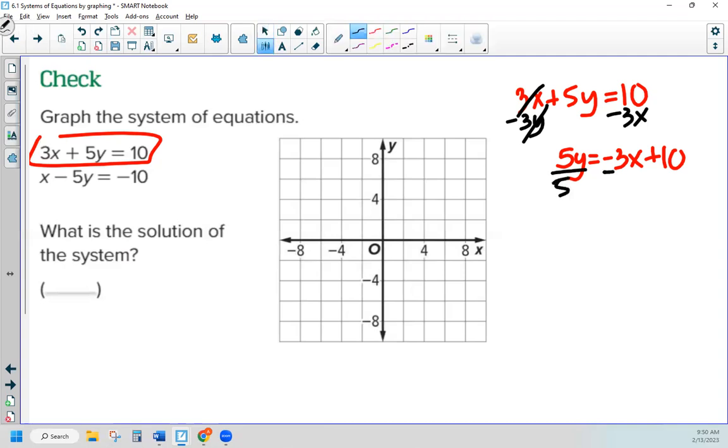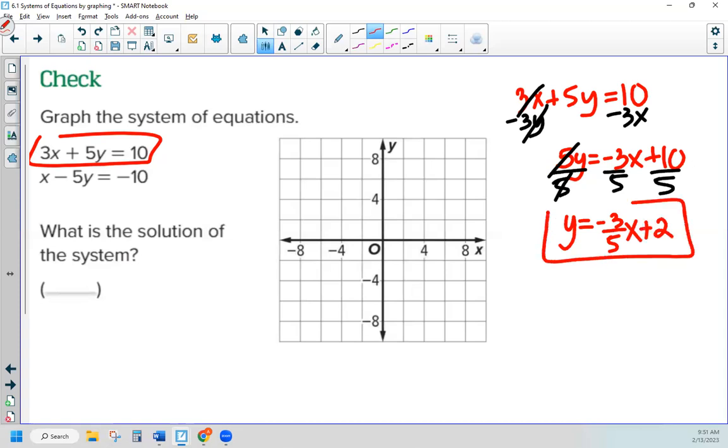Now we take the 5 to the other side by doing division. Don't forget to do the division on all the parts of the equation. Negative 3 over 5 does not simplify, so just leave it as negative 3 over 5. That's it. Don't get scared of this fraction. That's your rise over run. It tells you how much you go up or down and then left and right. Keep your variable next to it, and then 10 divided by 5 is 2. Simple, simple. That is going to be our red equation, which has a y-intercept of 2 and then a negative slope of 3 over 5.